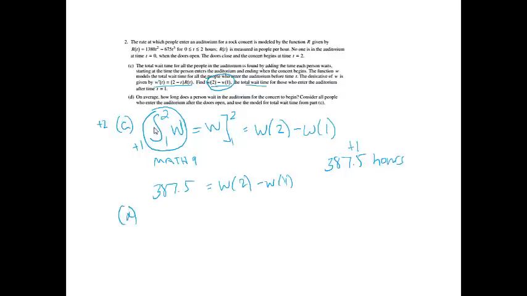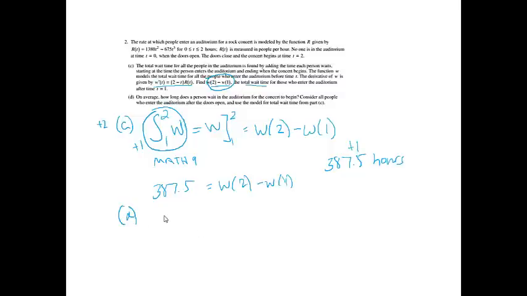All right, final part. On average, how long does a person wait in the auditorium for the concert to begin? Consider all people who enter the auditorium after the doors open and use the model for total wait time from part C. Okay, if I'm thinking about this, I'm guessing if I could figure out the total wait time and then divide by how many people were in the auditorium, that should give me how much time per person.